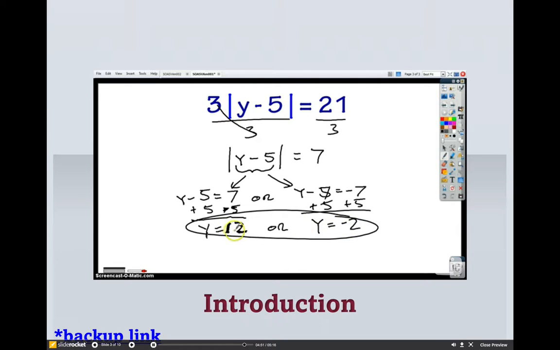And if I again go back and check, 12 minus 5 is 7. Absolute value of 7 is 7. Times 3 is 21. Take my other answer, y equals negative 2. Negative 2 minus 5 is negative 7. Absolute value of negative 7 is 7, and 7 times 3 is 21. And so that's how we incorporate absolute value into the solving of equations.